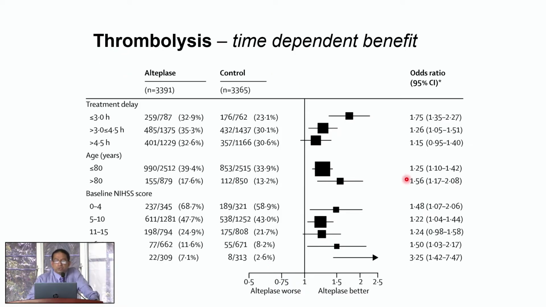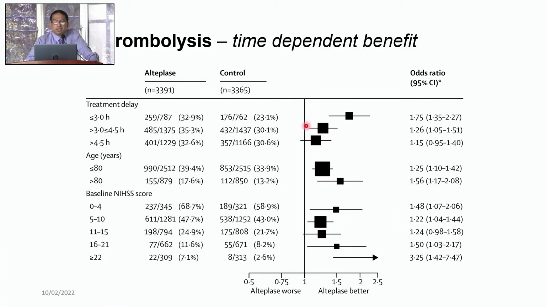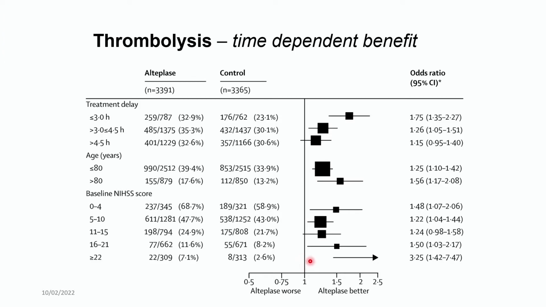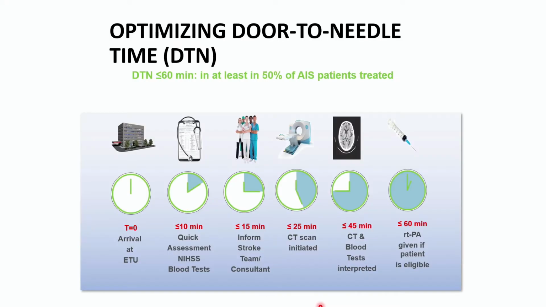So again, it shows the time benefit. Closer to the line, it's alteplase versus no treatment, so you have to be always away from it. With time, the benefits get lower and lower. You can see these are the initial results from the NINDS trial. With the time interval getting longer, the benefit gets less, and the rate of complications will go up.